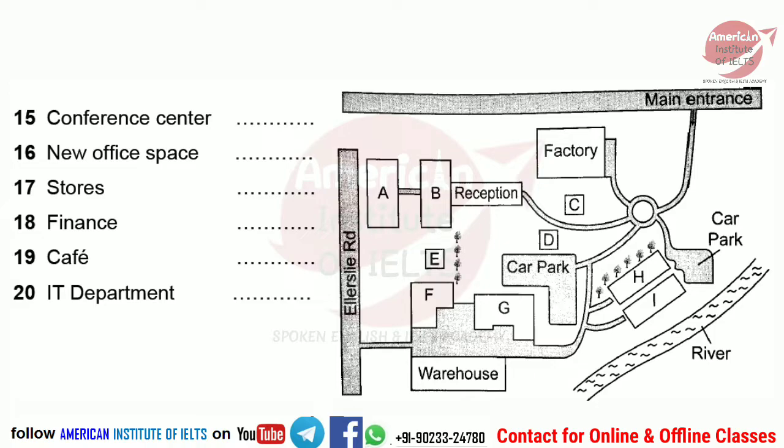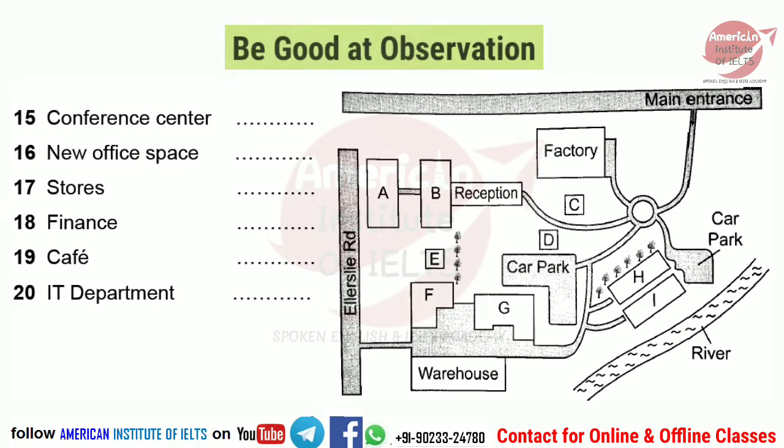So first of all, you need to be good at observation. You should quickly focus on main features or landmarks which are given to you. As in this diagram, on the top there is the main entrance. Then from the entrance there is a path which goes to a roundabout. Then this path further moves to 4 different places.